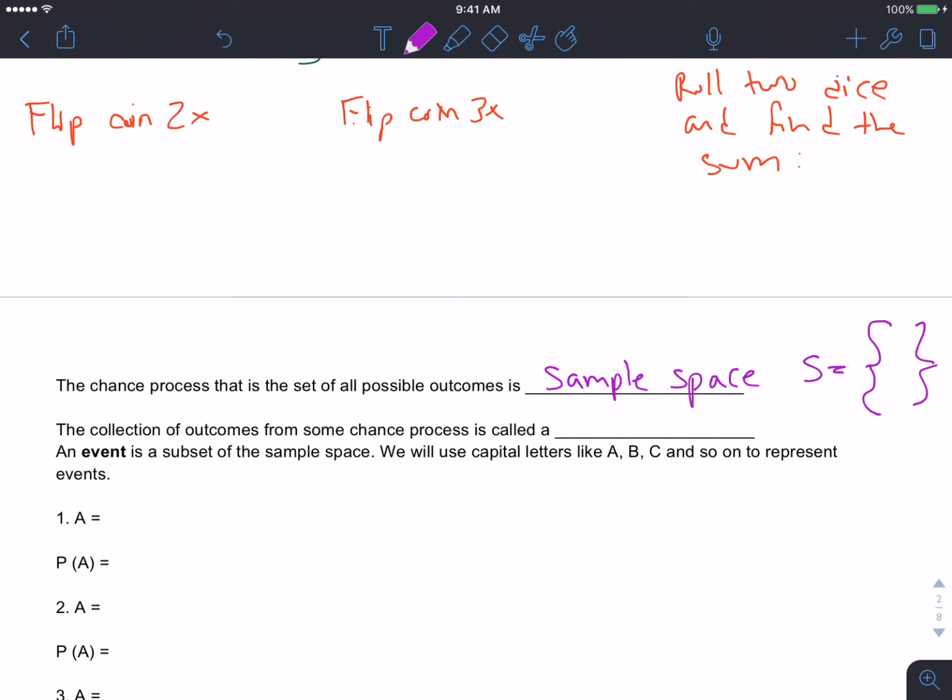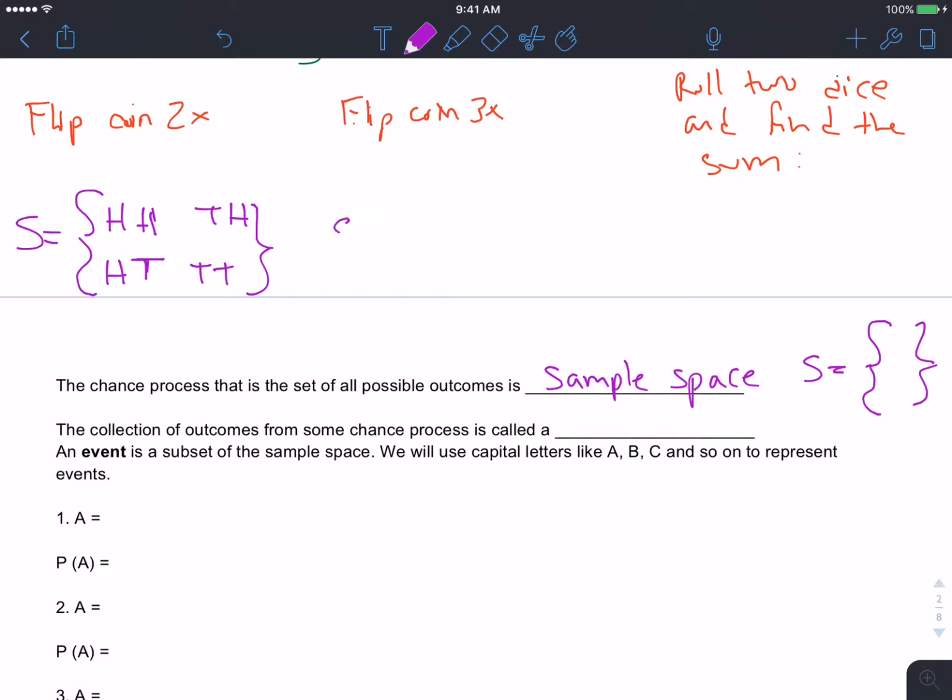If you flip a coin 2 times, I could get heads, heads. I could get heads, tails. I could get tails, heads, or I could get tails, tails. And those are my total of 4 possibilities.